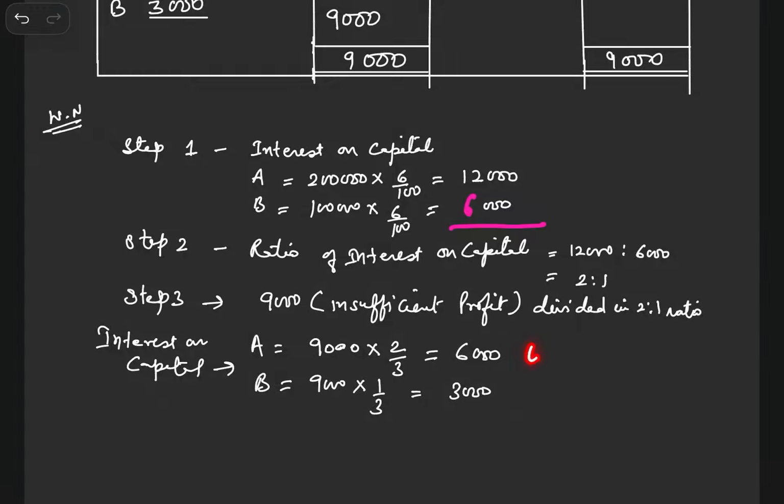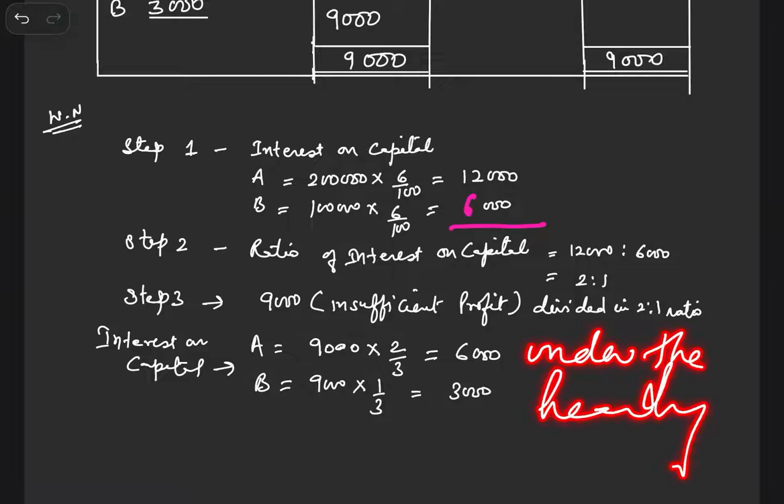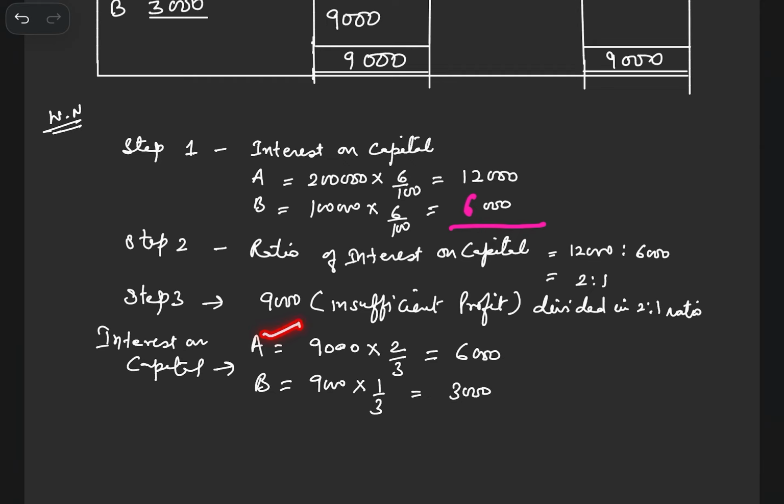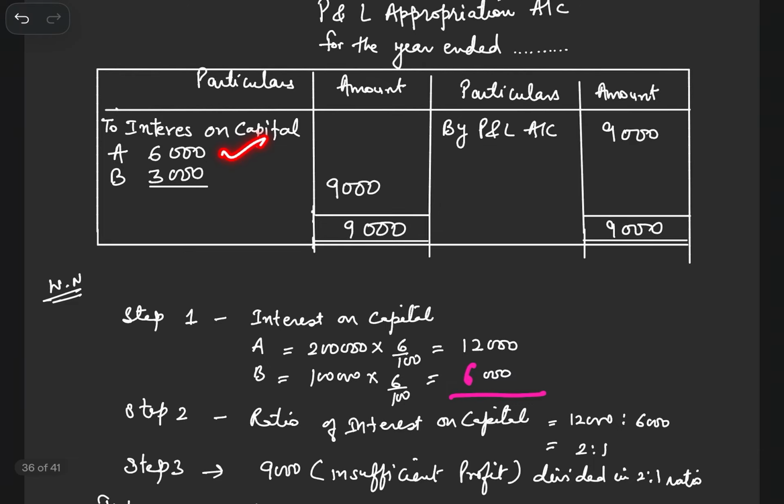These are insufficient profit. It should be divided in 2:1 ratio under the heading interest on capital, right? So for A, it will be given 2/3. Why 2/3? Please see the ratio is 2:1, right? Now for B, it is 9,000 1/3. So 6,000 and 3,000. Now this 6,000 and 3,000 has to be shown here, right? So by profit and loss account.